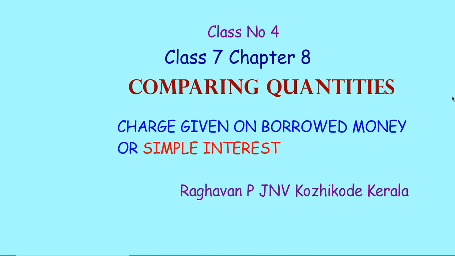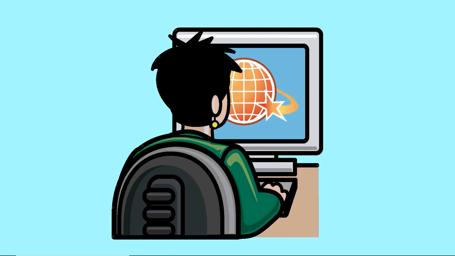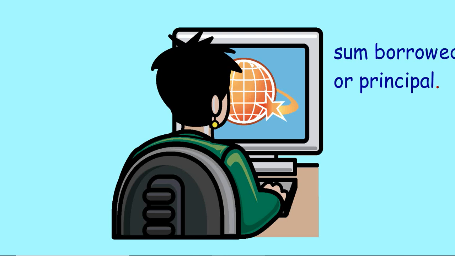Today I am going to discuss chapter on borrowed money or simple interest. Suppose you want to purchase a laptop for your online studies, but your father does not have enough money to purchase it. What will he do? He can go to the bank and take a loan for a laptop. The money you borrow from the bank, we can call it as sum borrowed or principal.